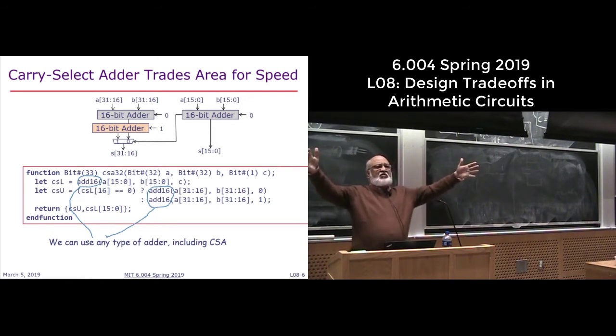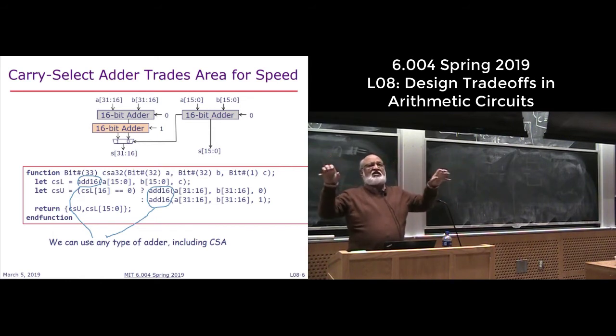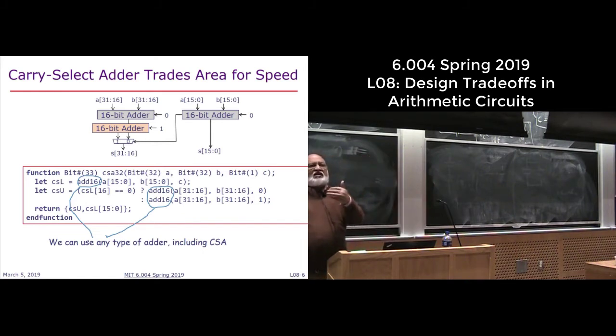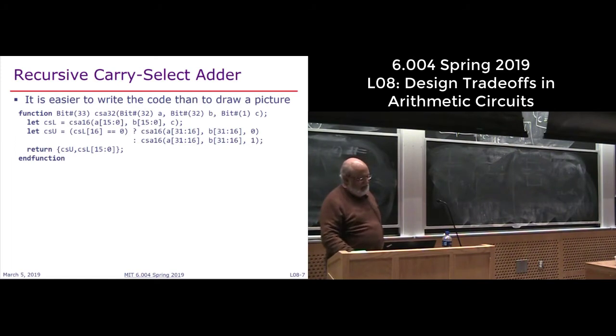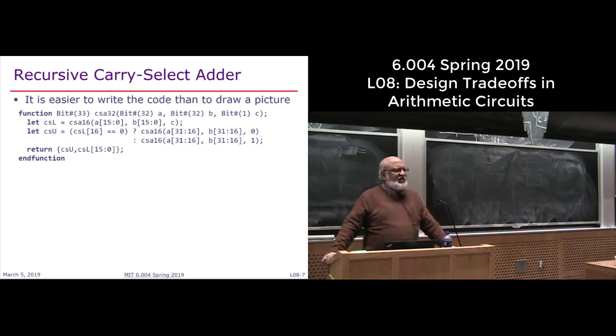If we could have speeded up a 32-bit adder using 16-bit adders, well, then I can apply the same trick to the 16-bit adder and speed it up. Suppose we wrote it recursively. The higher order bit remains the same, and all I did was, instead of calling general add 32, I'm calling carry-select adder of 16 bits.